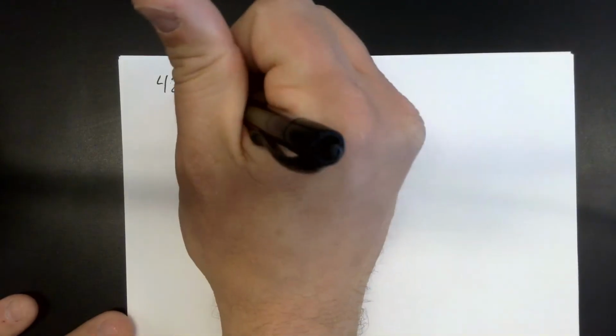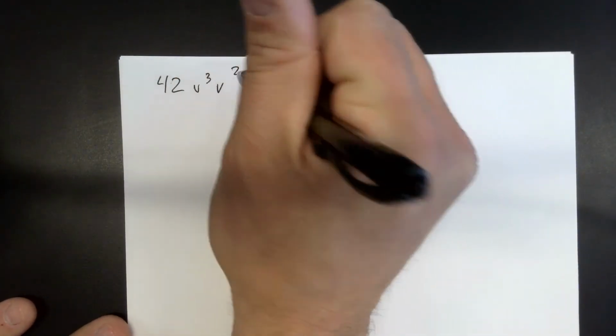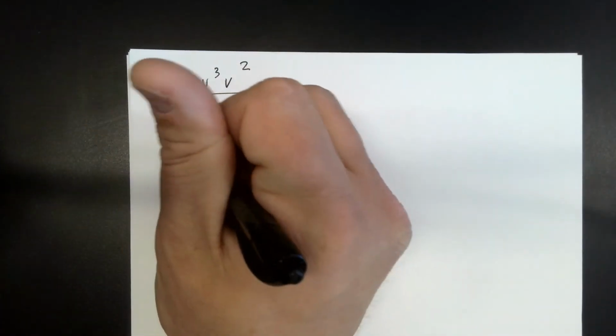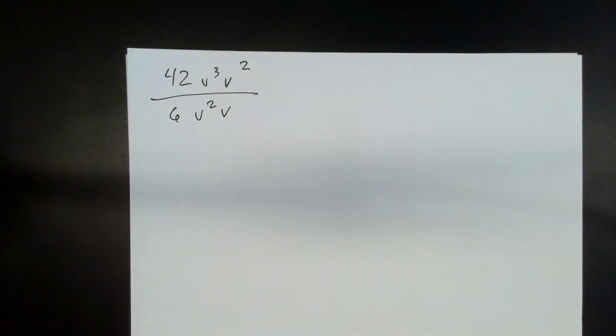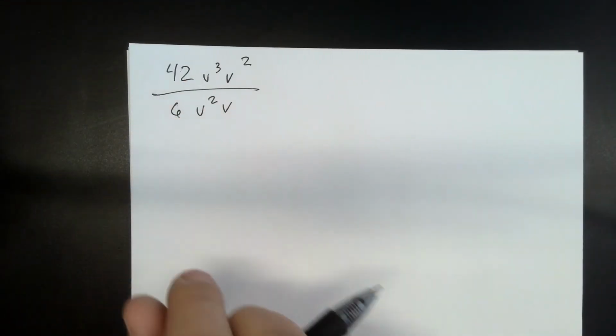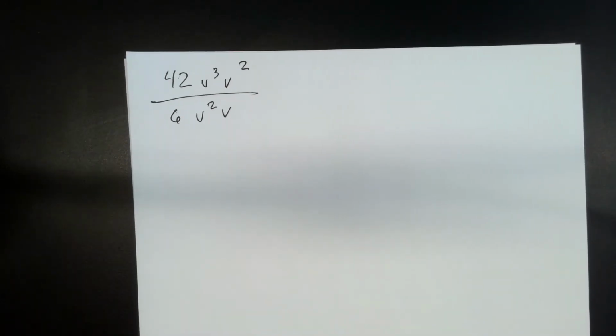42 u cubed v squared over 6 u squared v. This can't be on your homework. This is impossible. I'm going to have to delete those. Well, no, that's not the real problem. I'll show you later, because it's not on this lesson. That's coming up. That was weird they threw that in there.